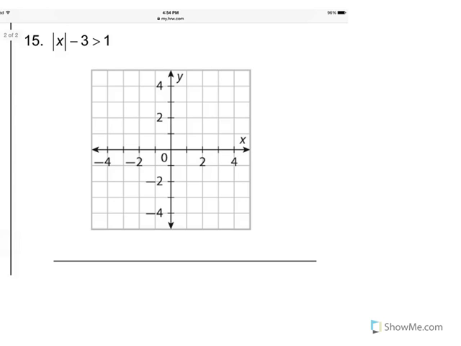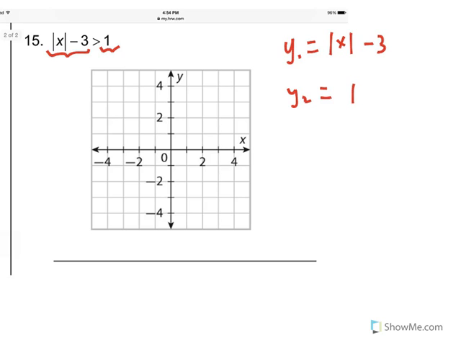Number 15, the directions are the same as number 14, which is to solve using equations or graphically. So again, to graph it, we would look at the inequality as two separate equations. We have y1 equals the absolute value of x minus 3, and y2 equals 1 by itself.